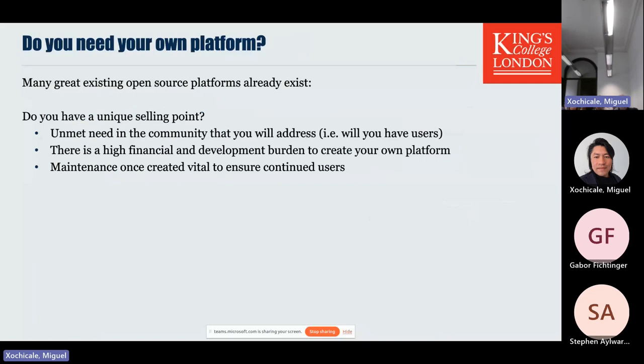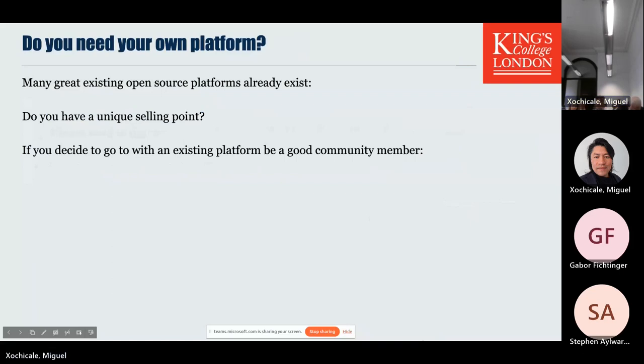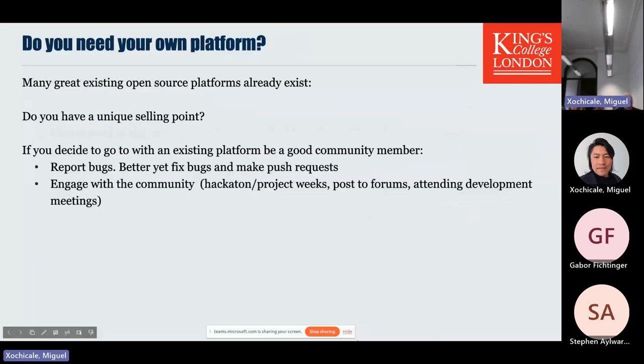With that maintenance, there have been a ton of projects and platforms I've seen that get started. They have an initial grant. They do great. People start developing them, and then you need follow-up funding. How do you maintain it after that? People leave, they go away, the project dies. And the final thing I want to leave you on is, if you decide to go with an existing platform, be a good community member. Report bugs or fix the bugs yourself, and engage with the community.